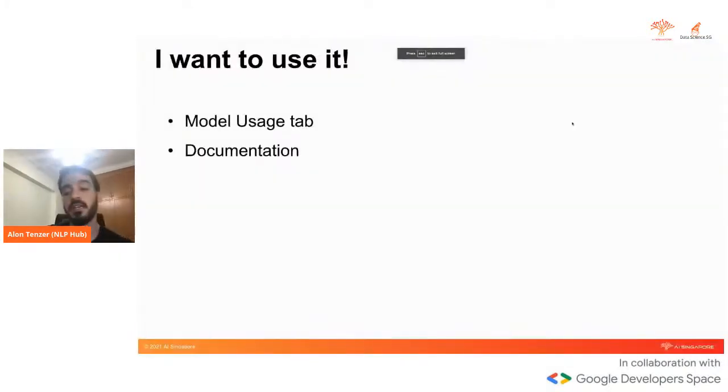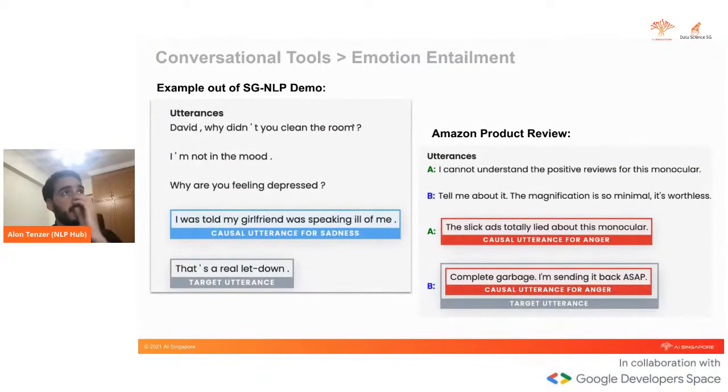Specifically, other examples can be this one, which will be in our demo as well. In this case, it's not anger, it's sadness, and it's a real letdown. And why is that? Because my girlfriend's speaking ill of me.